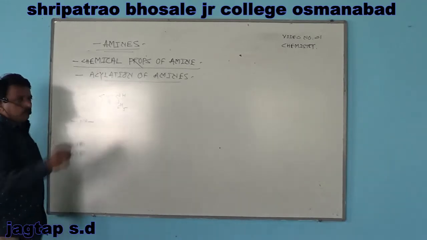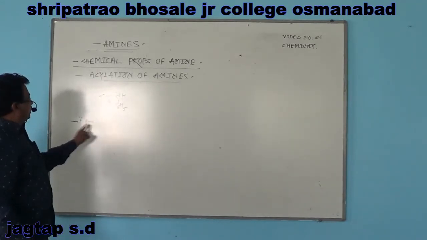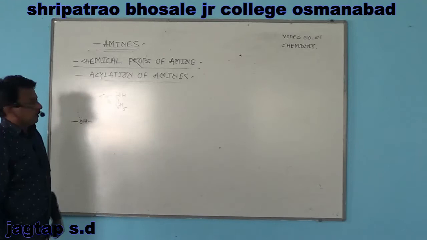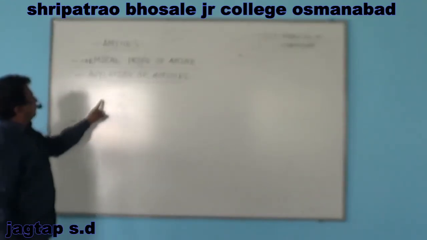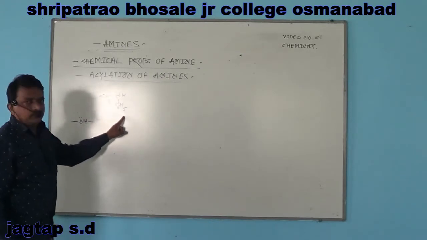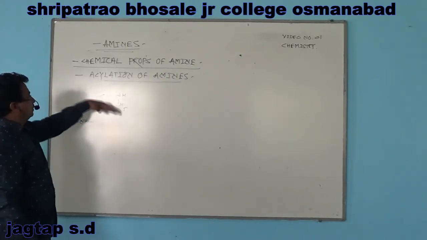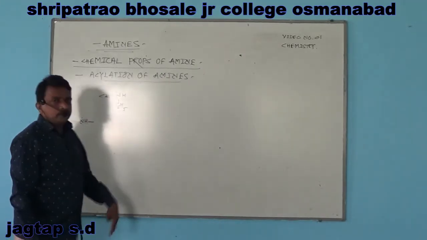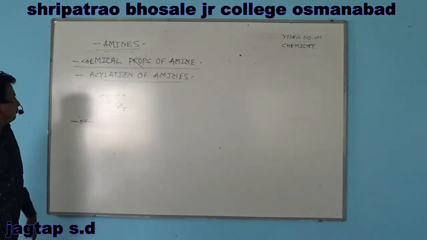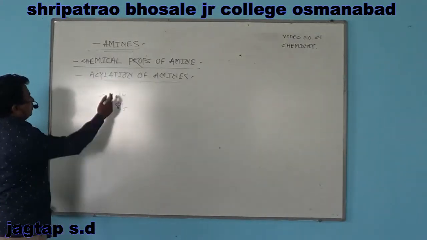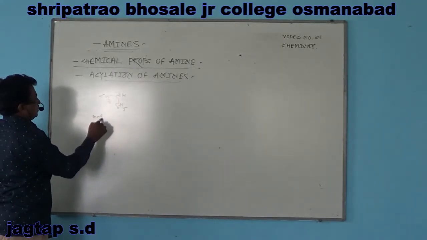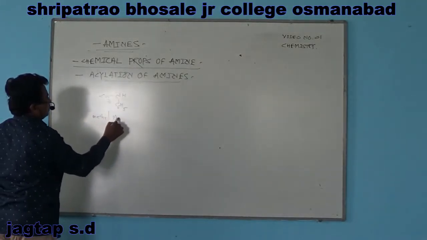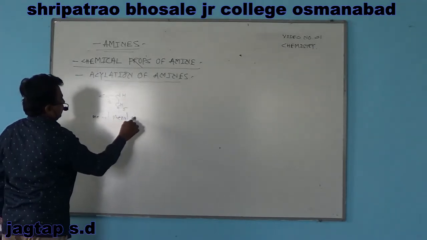Here N contains a lone pair of electrons. That is, it is a dialkyl derivative of ammonia in which the two hydrogen atoms of ammonia are replaced by one methyl and the other a phenyl group. Therefore, it is called a mixed amine or unsymmetrical amine. It is called methylphenylamine.